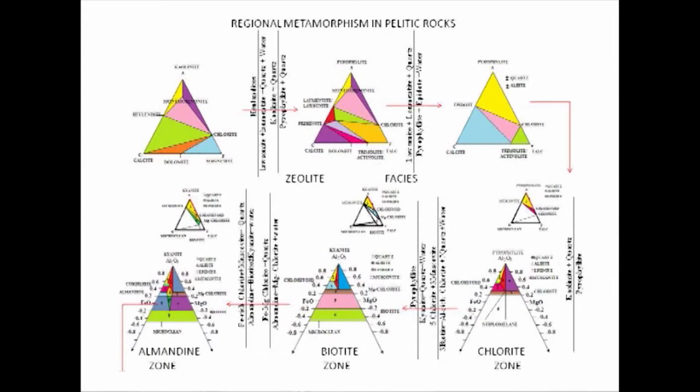For a detailed understanding of the regional or progressive metamorphism of pelitic rocks, we have to take the help of certain diagrams like ACF for zeolite facies, and AKF and AFM diagrams for greenschist, amphibolite, and granulite facies. We have to concentrate on pelitic assemblages, and on the basis of the diagrams we can find out the important assemblages and related reactions to explain the regional metamorphism of pelitic rocks. Now, take up the first facies, that is the zeolite facies.